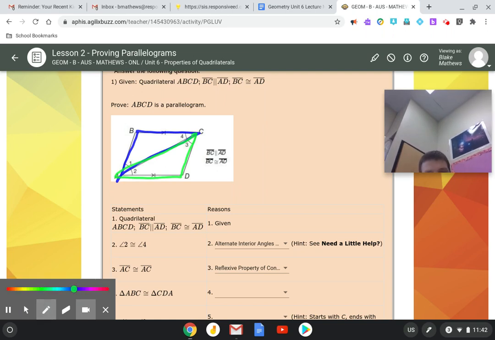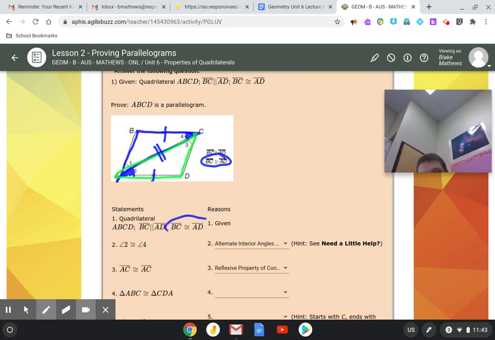Well, we've already proven that angle 2 is congruent to angle 4. We've already proven that this is congruent to itself. And then we already know that this is congruent to this. That was one of our original statements. So combining this, this, and this, those lead to number 4.